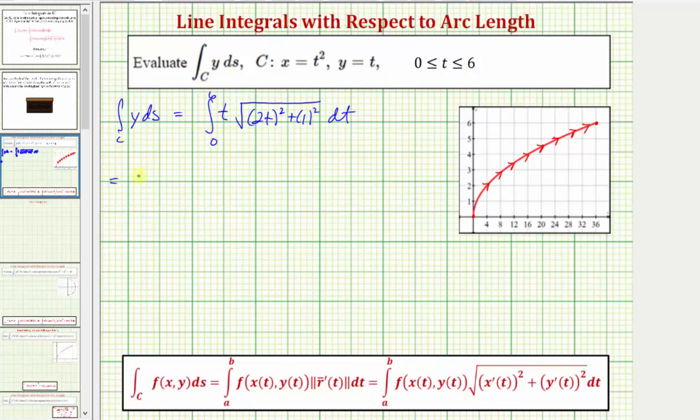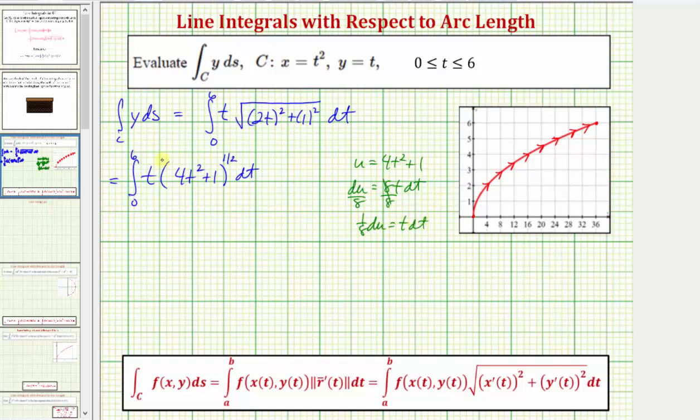And now let's simplify the integrand function. Let's write the square root using a rational exponent, so we'd have the quantity 4t squared plus 1 to the 1/2 power dt. Now we'll have to perform u substitution to evaluate this. So u is equal to 4t squared plus 1. So differential u is equal to 8t dt. We only have t dt here, so we'll divide both sides by 8. So we have 1/8 differential u equals t dt.